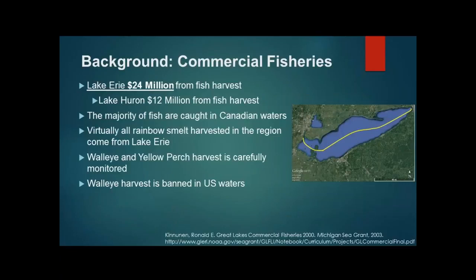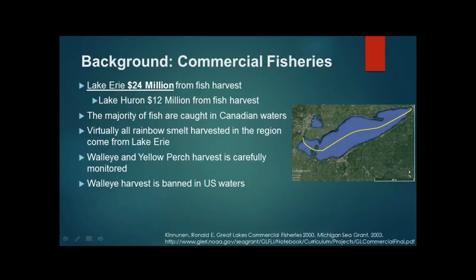So the map that you see here is Lake Erie. The yellow line separates the north and the south. The north belongs to Canada. The south belongs to the United States. Lake Erie supports the most lucrative commercial fisheries in the entire Great Lakes. More than 85% of all the yellow perch, walleye, and rainbow smelt that are harvested in the Great Lakes comes from Lake Erie. The majority of the fish caught in Lake Erie are caught in Canadian waters.